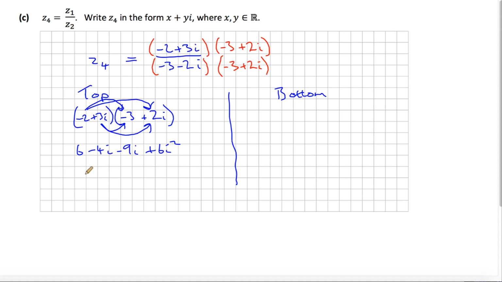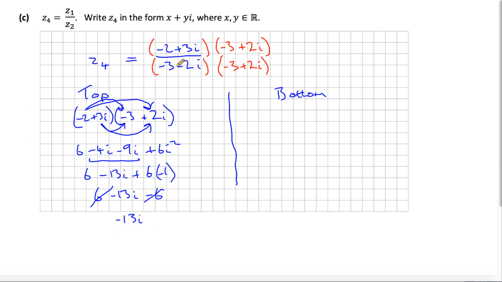So tidying this up, we have 6. The i bits we can combine. Minus 4i minus 9i is minus 13i. Remember, i squared is negative 1. This was given in the question at the beginning. So we replace the i squared with a negative 1. So that gives us 6 minus 13i. 6 by minus 1 is minus 6. And the 6 and the minus 6 here cancel, leaving me with just negative 13i.